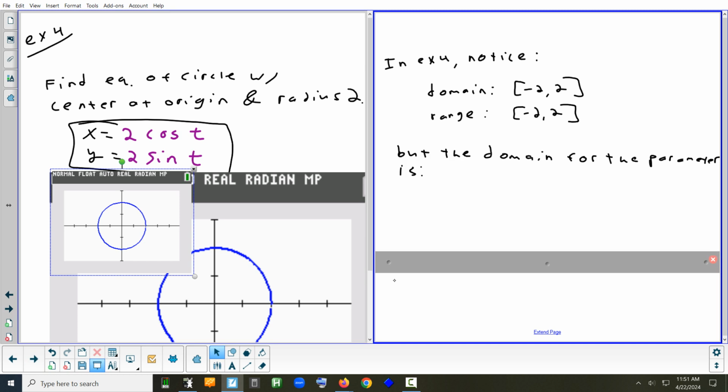So in that last problem, the domain and range of the circle was -2 to 2 and -2 to 2. We did -3 to 3 to have a little extra. But what was the domain we used for the parameter to make sure we got a full circle? 0 to 2 pi. Yep. So it's important to understand there's a difference between the domain for the parameter and the domain and range of the screen. Okay. Big difference.